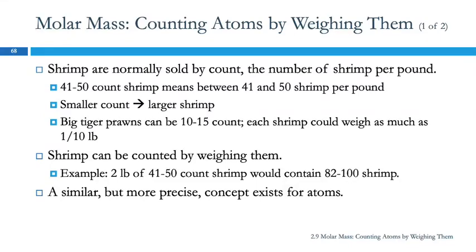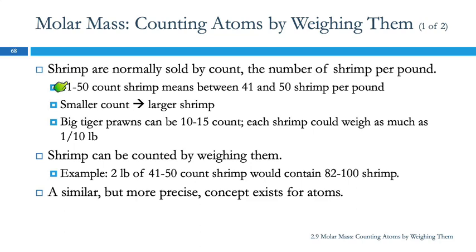Okay, so molar mass. We often need to essentially count atoms. We want to know how many atoms there are, but there's way too many of them to count. So we use the same approach that we use for things like shrimp or nails at the hardware store. We count them by weighing them. And so we're going to learn something about buying shrimp today.